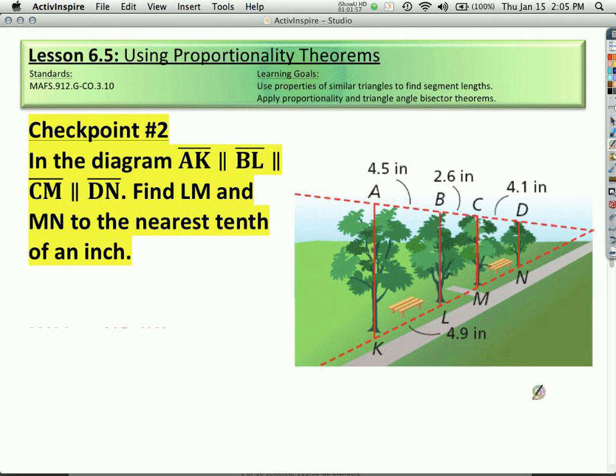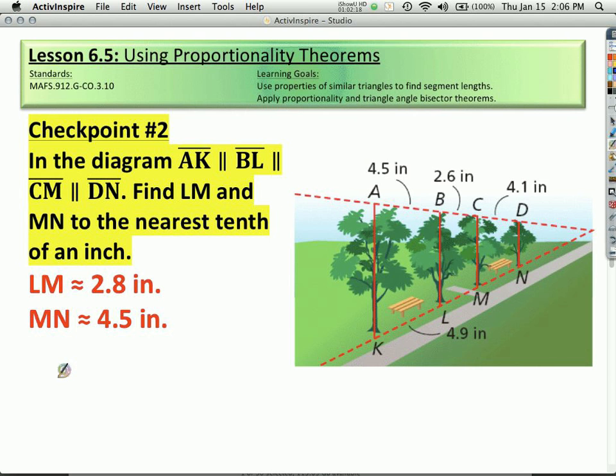Okay, student number 5, what'd you get? Same thing. Student number 8, what'd you get? Student number 16, what'd you get? LM is 2.8. Okay, so I will accept both answers because it kind of depends on how you approached it.